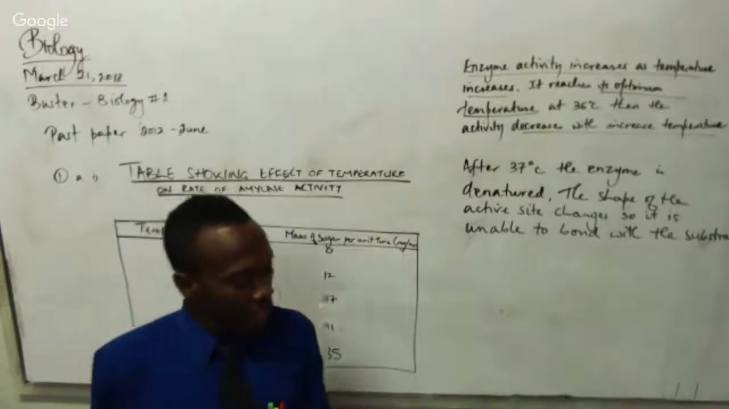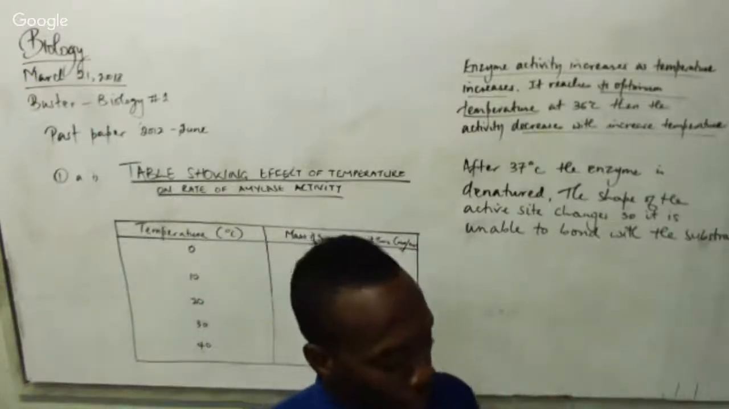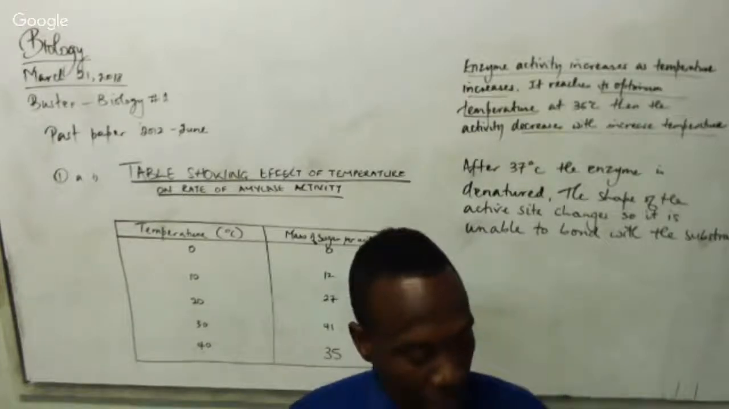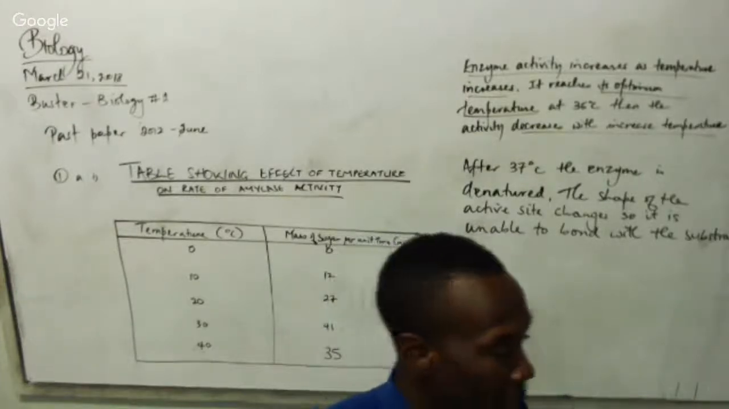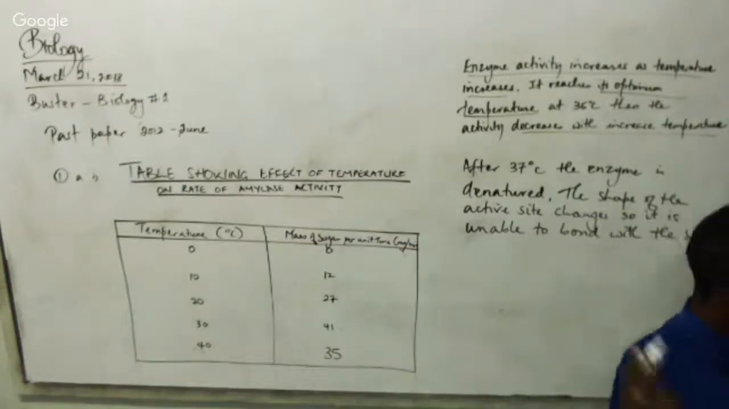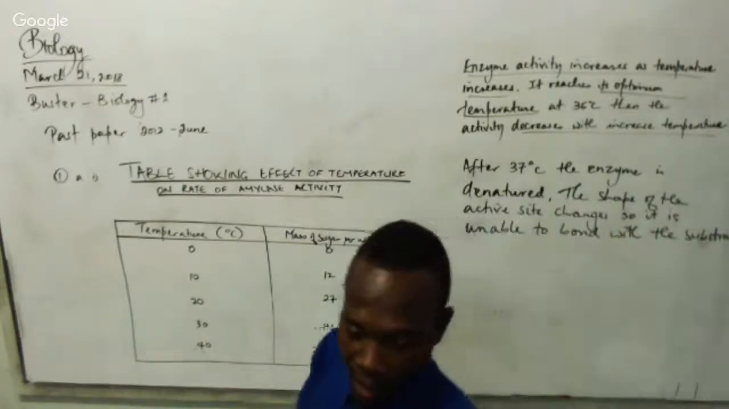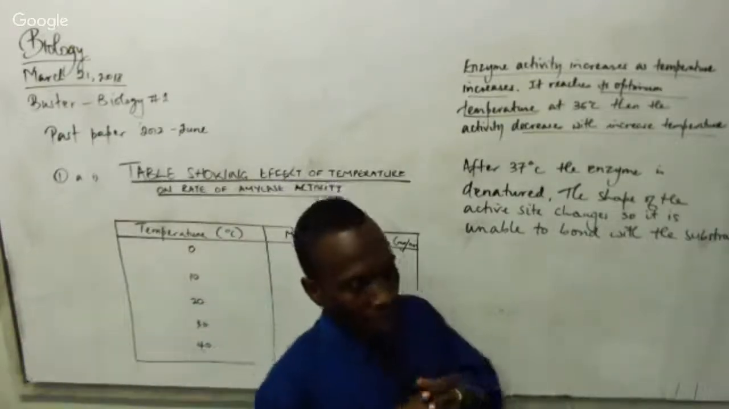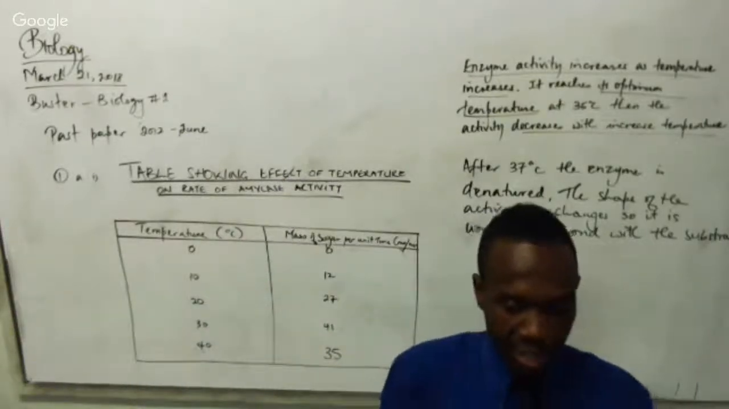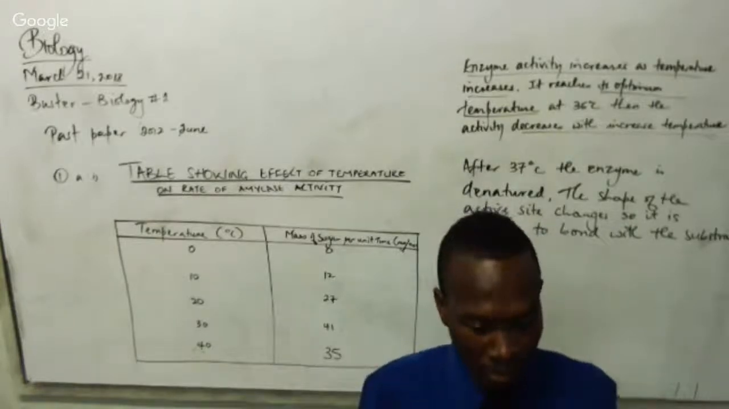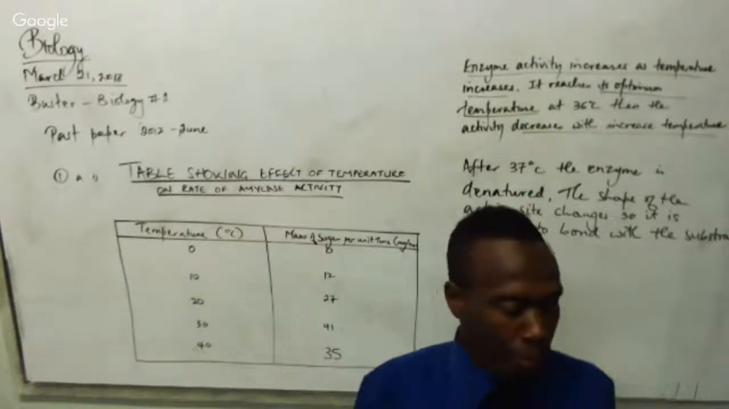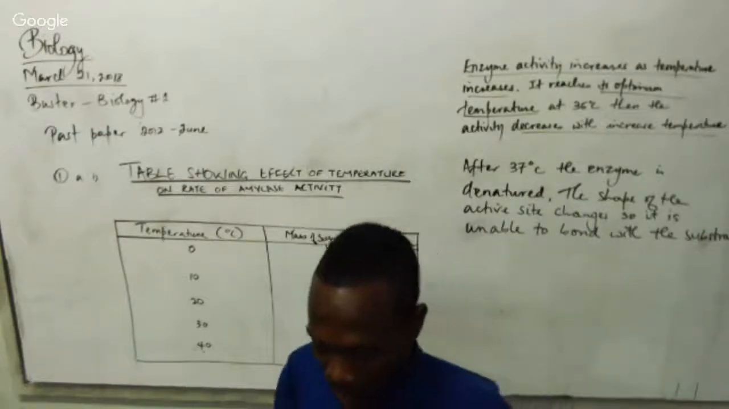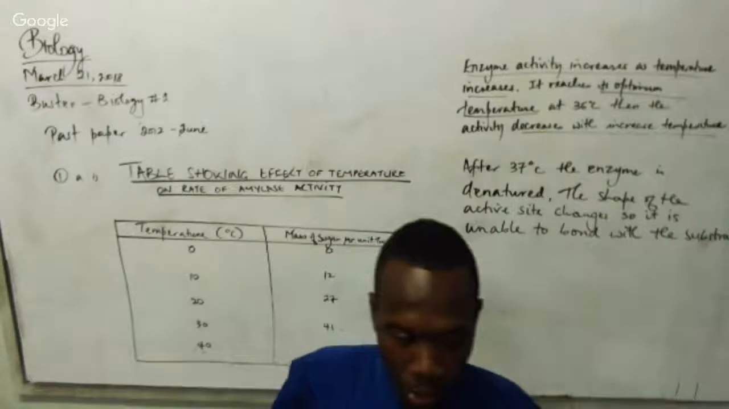It says design an experiment to determine the rate at which starch is broken down under different pH conditions. This first experiment looked at enzyme activity as it changes with temperature. So they're asking you now to design an experiment to test pH instead of temperature. How would you do that?